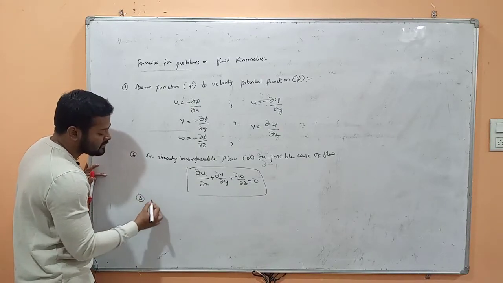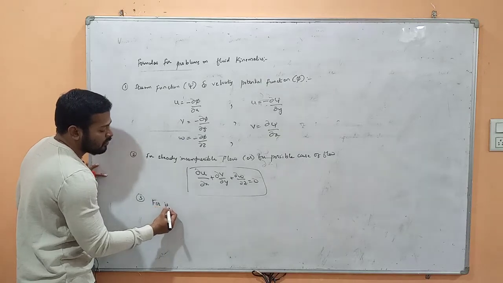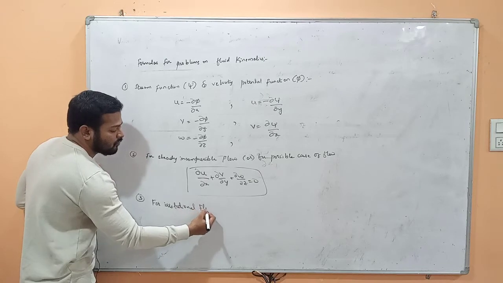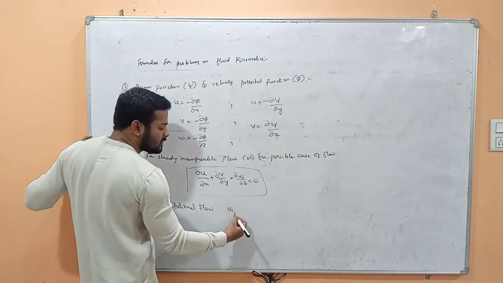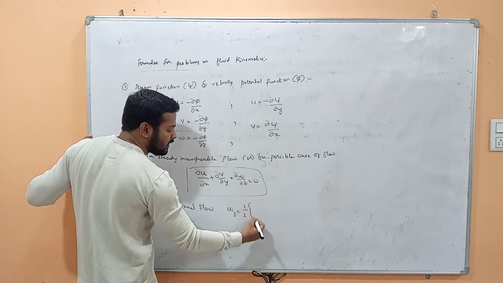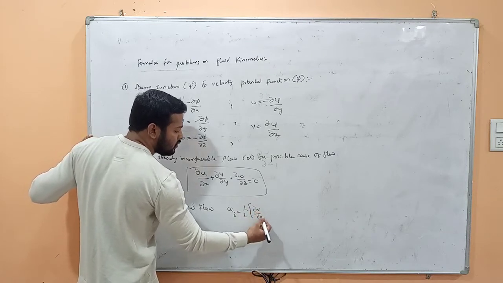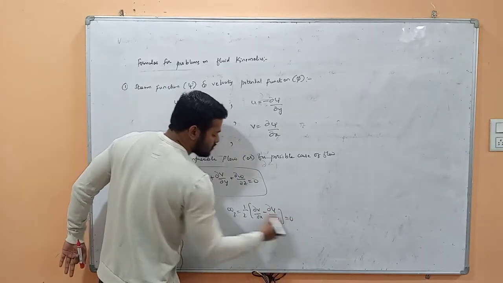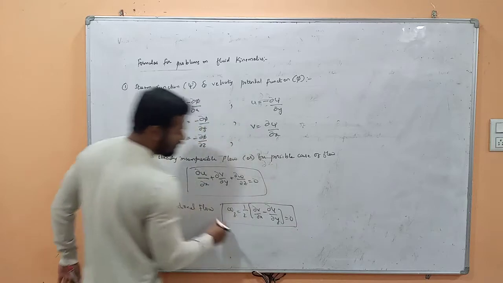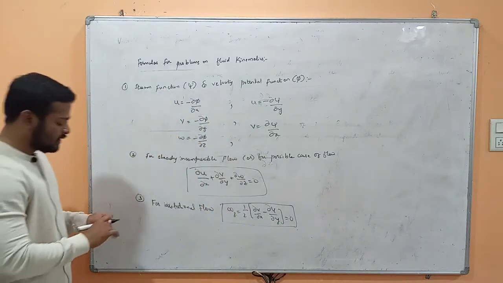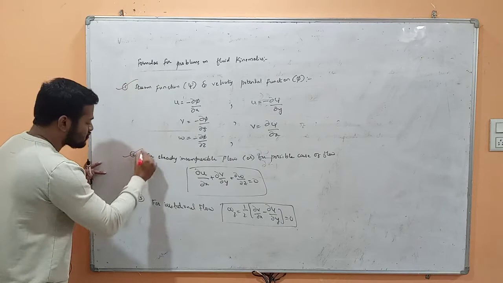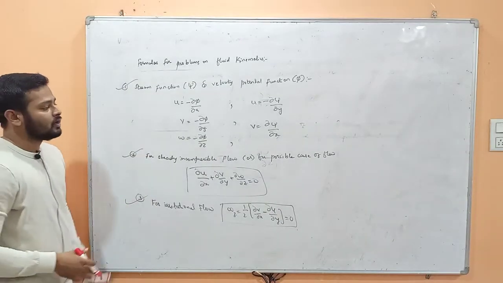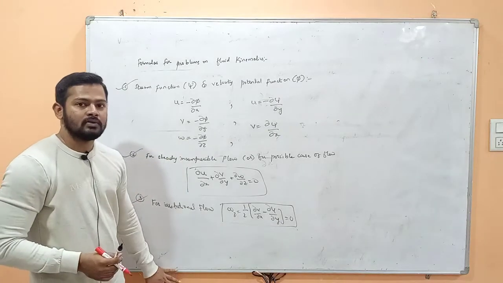So the next formula is for irrotational flow. For irrotational flow, you should get this equation: dou v by dou x minus dou u by dou y is equal to 0. I want you all to remember only these three formulas for solving any problem on fluid kinematics. If you know only these three formulas, it will be sufficient.